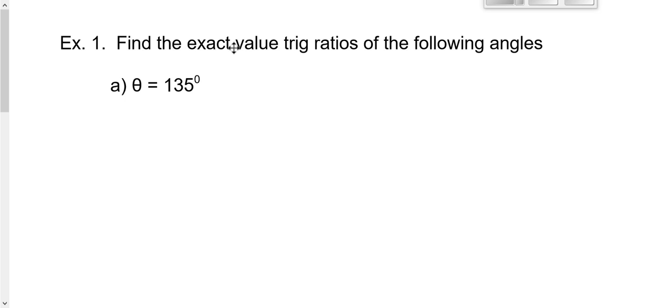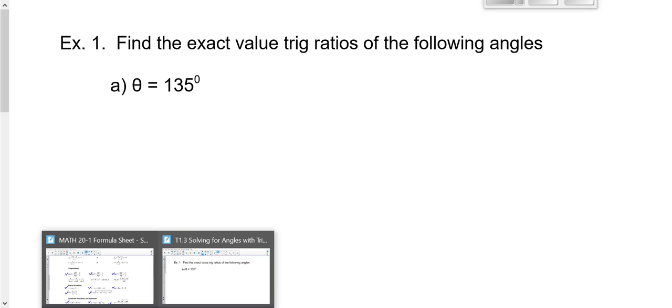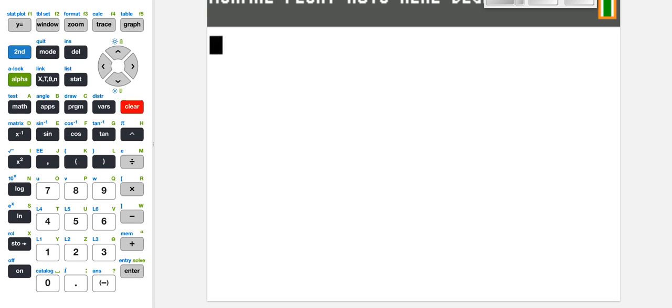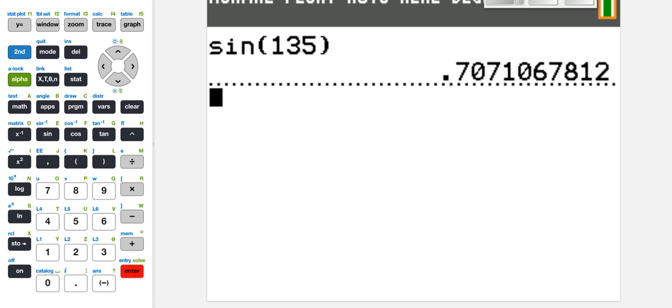Okay, so find the exact value trig ratio of the following angles. That means if angle theta is 135 degrees, what is sine of this? So what is sine 135? I know some of you say, Cheng, you're stupid, use a graphing calculator to do sine 135. Why don't we just do this? Sine 135. Can you tell me what is the exact value?